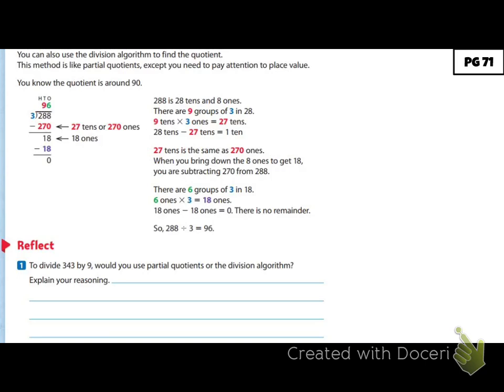So, to divide 343 by 9, would you use partial quotients or the division algorithm? Explain your reasoning. So, for this one, it's really up to you. Which do you think would be easier? Do you like dividing it into partial quotients where you see just parts and you add them together, or do you like following the normal division process? So on this one, you just need to fill in which one you prefer and then tell why.